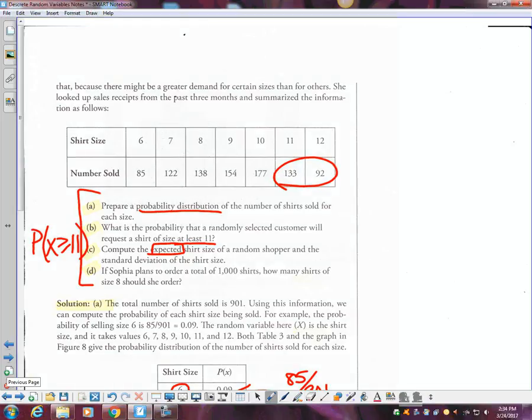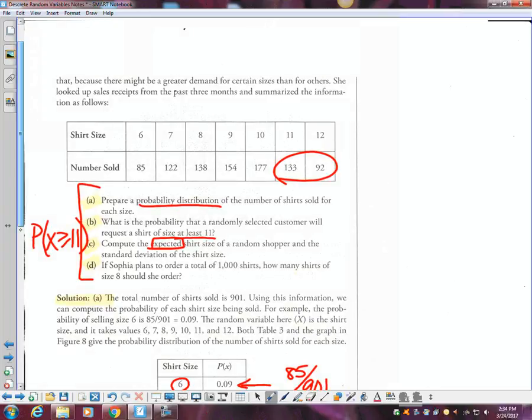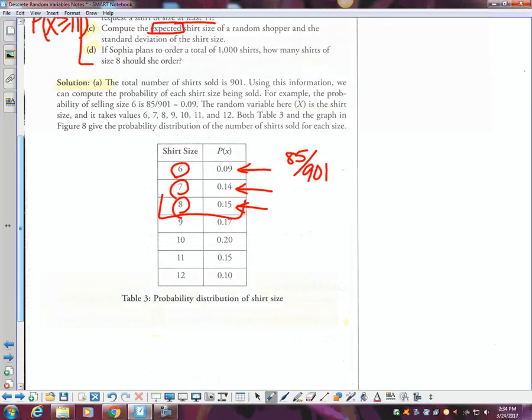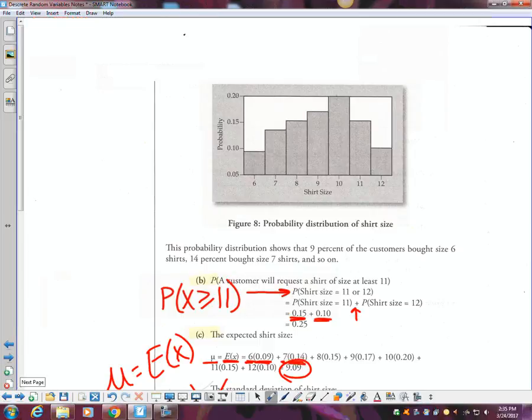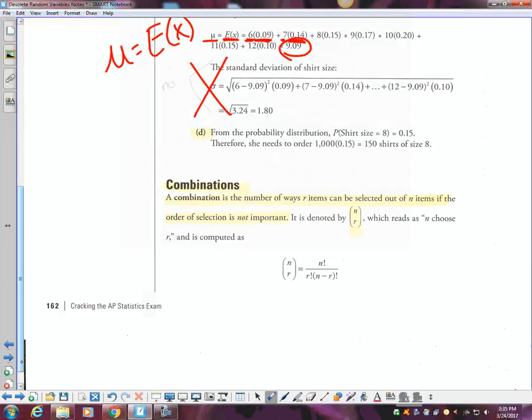Okay, D. If Sophia plans to order a total of 1,000 shirts, how many shirts of size 8 should she order? Okay, well, let's look at size 8. Got a 15% chance of somebody coming in and asking for an 8. So from the probability distribution, the probability of an 8 is 15%. Therefore, if I'm ordering 1,000 shirts, 15% of them need to be 8. That gives me 150 shirts of size 8.